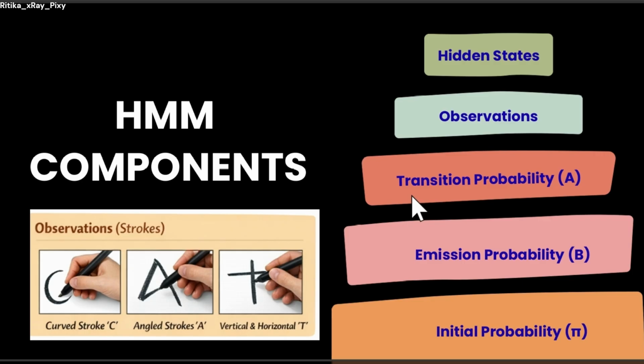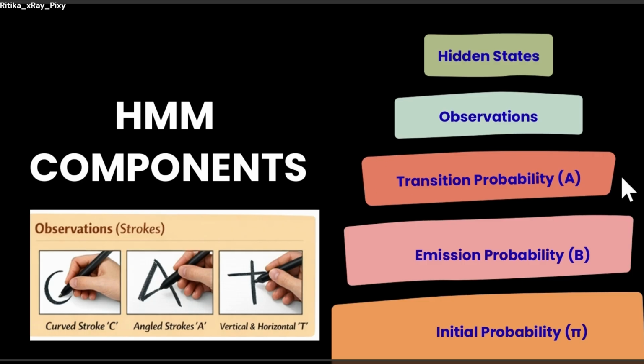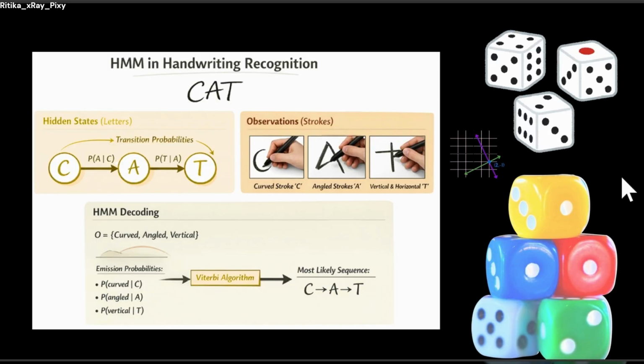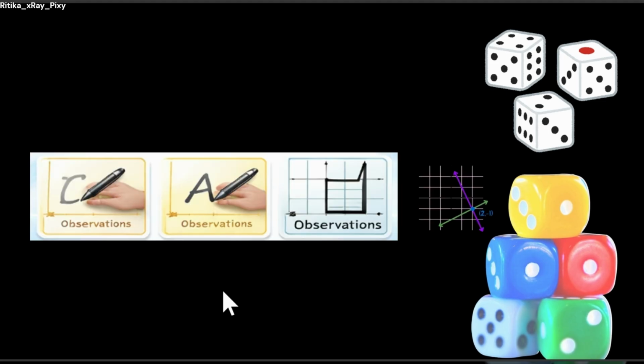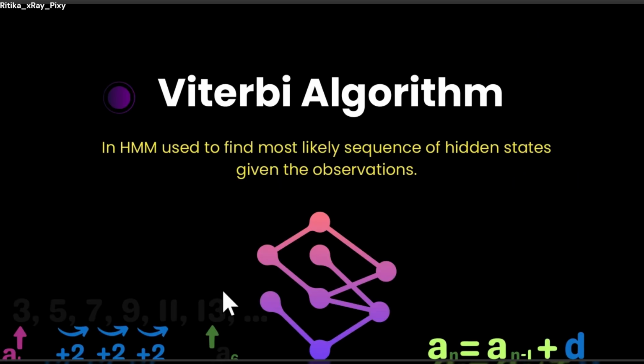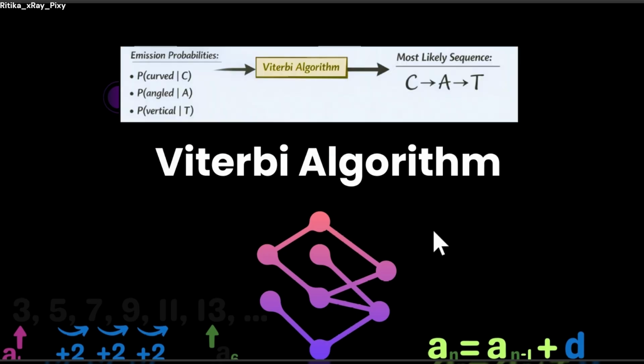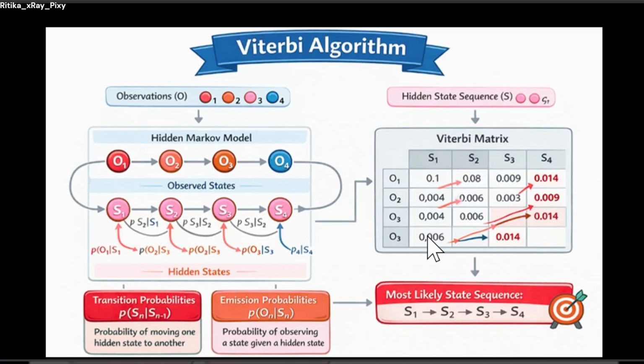Next you can see the algorithm that we use to find the most likely sequence of hidden states given an observation. This is the Viterbi algorithm in HMM. This algorithm works by calculating probabilities at each step. After calculating the probabilities for each step, we keep the maximum probability path, and then we use backtracking to find the best sequence.